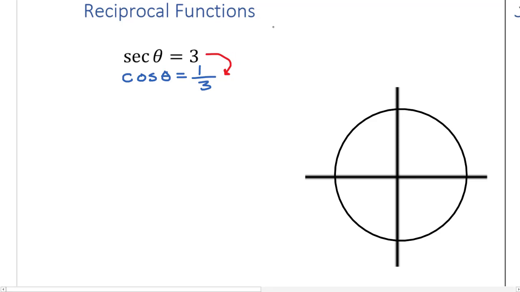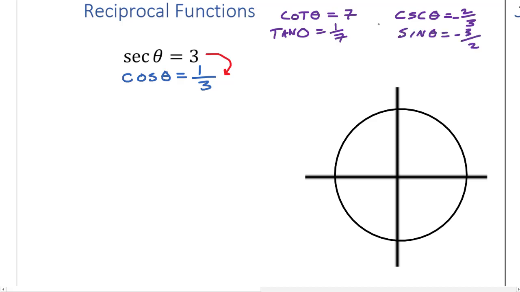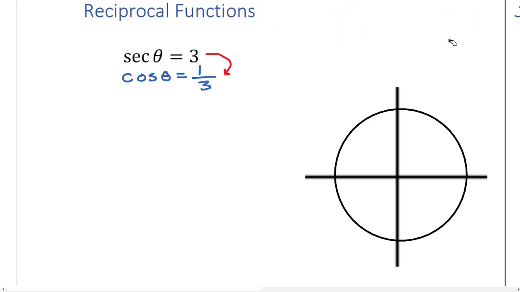So for example, if we had one that was like cotangent of theta equals 7 or something, I would just flip this and make it tan of theta equals 1/7. Or if I had, what's the other one I'm missing here? Cosecant of theta equals, I don't know, negative 2/3, then I would just change it to sine, flip it, and make it negative 3/2. Okay? So I'm only going to do one reciprocal function because they're all a similar idea.